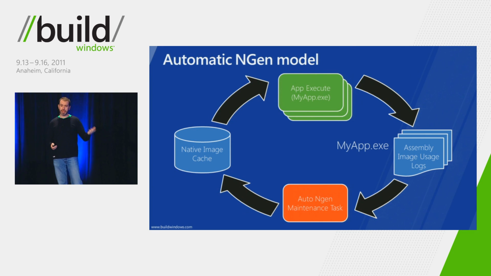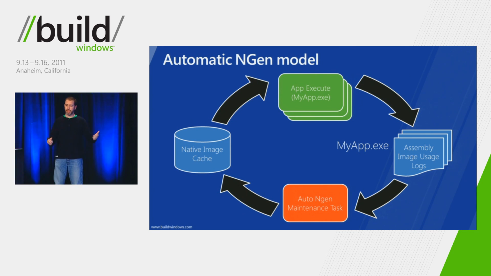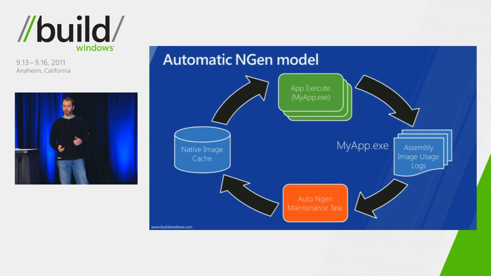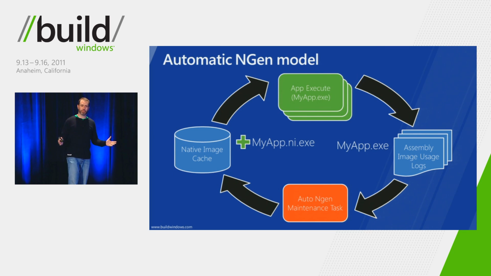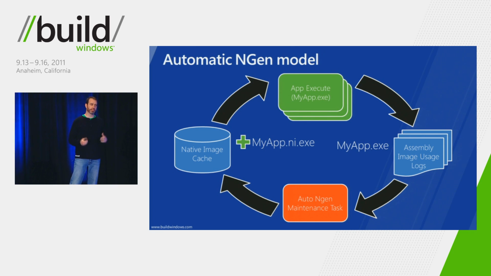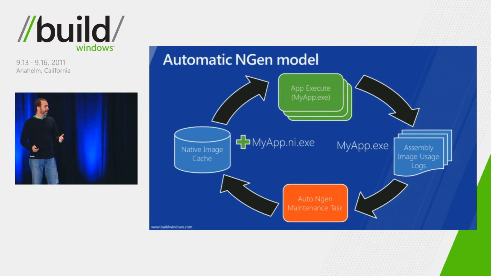And AutoEngine is going to say, hey, this person has installed a new app. They're using a new app. It's running this managed assembly. It could really benefit from having a native image. So it creates a native image for that without the developer having to worry about that at all, not having to write up any plumbing, any complicated installer. It just works.